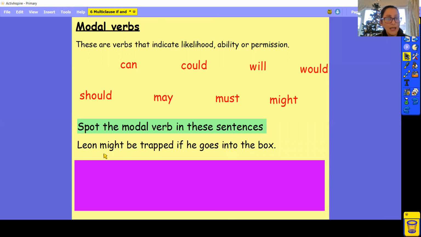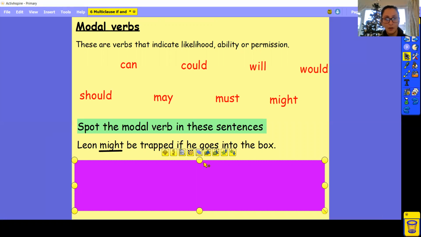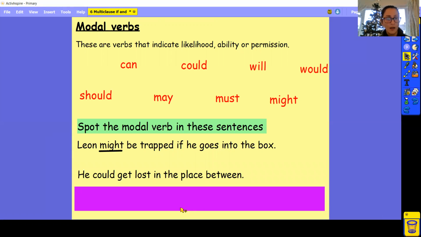So Leon might be trapped if he goes into the box. So which word is the modal verb in that sentence? Leon might be trapped if he goes into the box. Which one shows probability? Which one shows the likelihood of something? Well done if you said might. Okay, on to the next one.